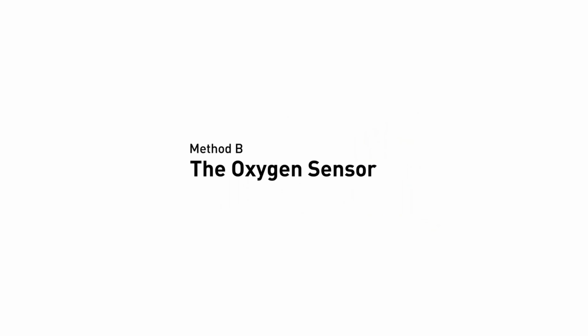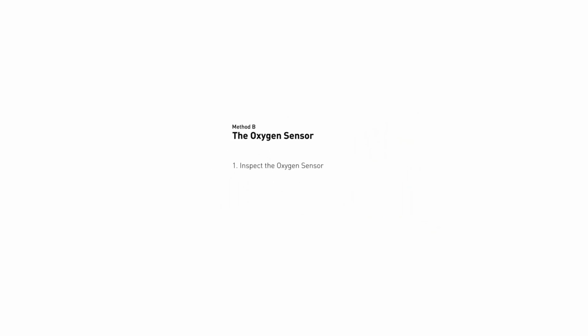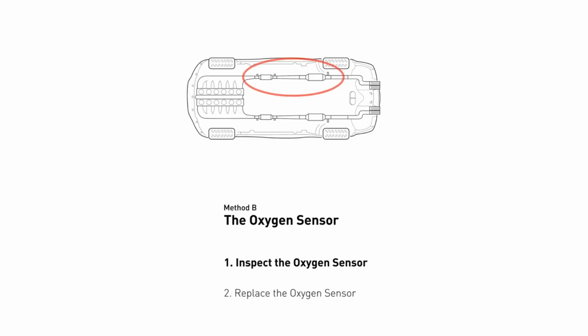Method B. The oxygen sensors. The oxygen sensors are located before and after the catalytic converter. Bank 1 is on the side with the cylinder number 1.